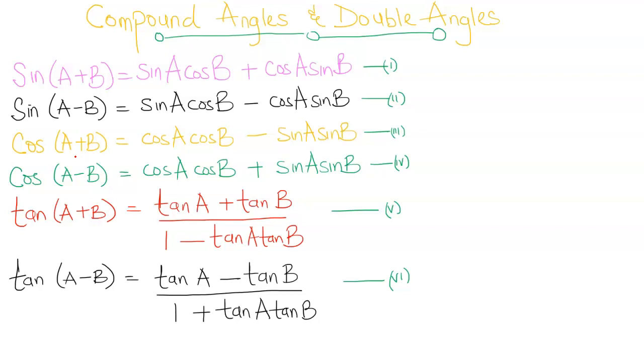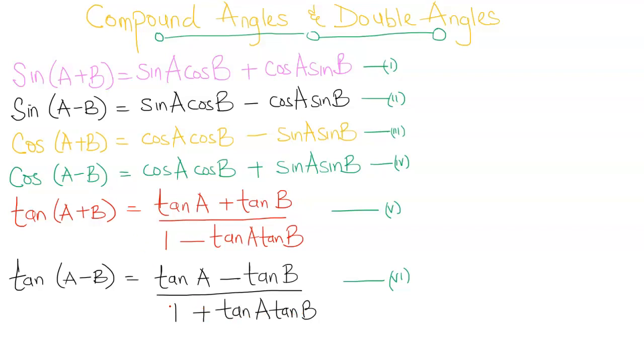The third one, cos (A plus B) equals cos A cos B minus sine A sine B. The fourth one, cos (A minus B) equals cos A cos B plus sine A sine B. The fifth one, tan (A plus B) equals (tan A plus tan B) over (1 minus tan A tan B). And the final one, tan (A minus B) equals (tan A minus tan B) over (1 plus tan A tan B).